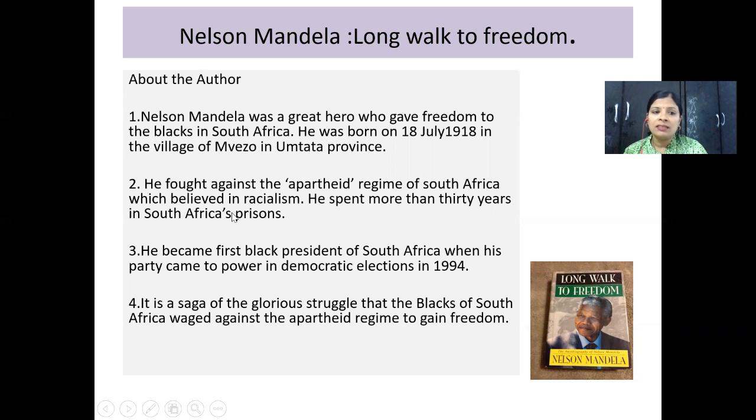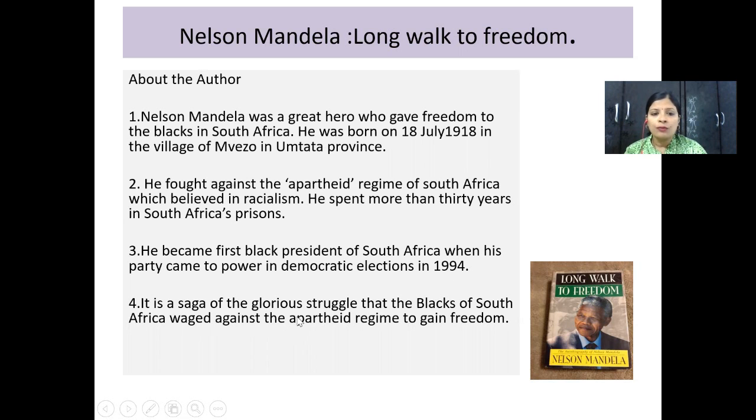He spent more than 30 years in South Africa's prison. So Nelson Mandela was against apartheid and hence he was arrested, because of which he had to spend almost 30 years in jail. He became the first black president of South Africa when his party came to power in democratic elections in 1994. So children, when elections were conducted, the African National Congress won the election and Nelson Mandela became the first black president of South Africa in the year 1994.